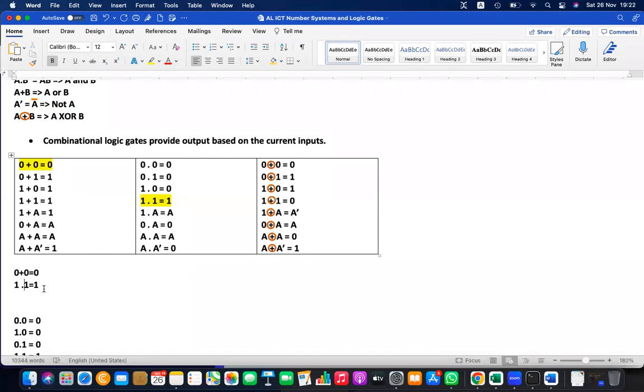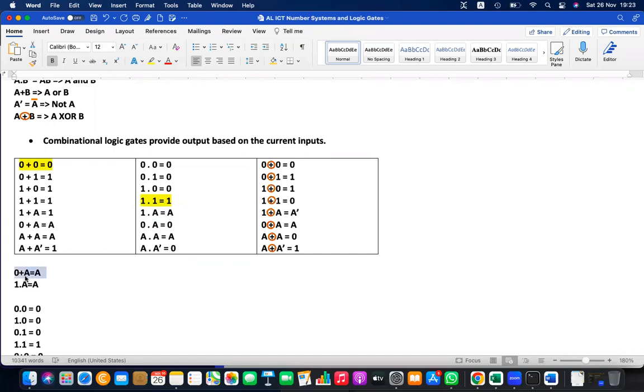Okay, let's make another one. Duality format. 0 or A is A. What is the duality format of this? 0 can be represented using 1. Plus can be represented using dot. A is no replacement and A is no replacement. 0 or A is A, then 1 and A, that is also A. Okay, that is a valid duality statement.